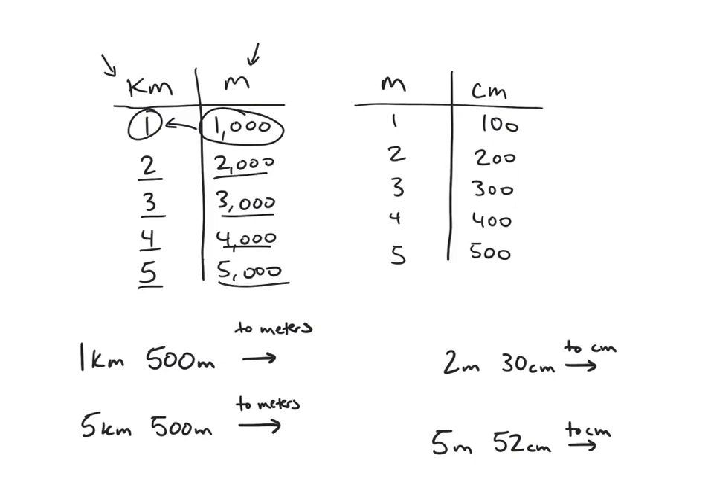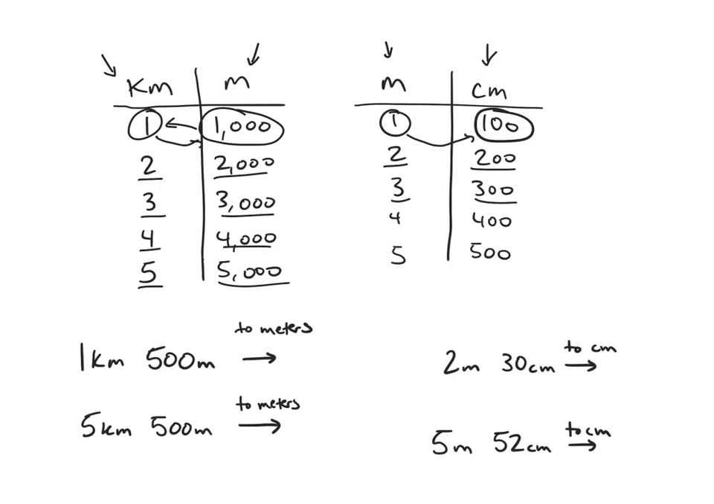We also looked at the relationship between meters and centimeters. So we know that 1 meter is equal to 100 centimeters. By that logic, 2 meters equals 200 centimeters, 3 meters 300, and so on. But going from the relationship of 1 to 1,000 over here, we have 1 to 100 between meters and centimeters. So using this information, we can figure out how to rewrite mixed unit measurements.